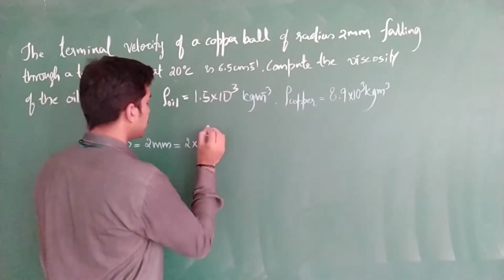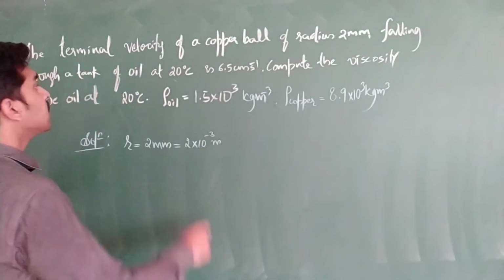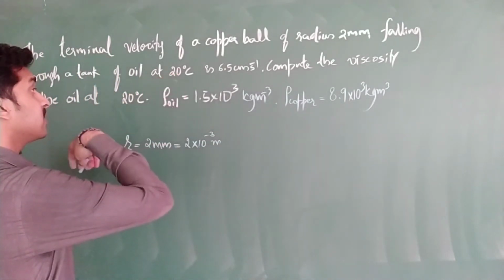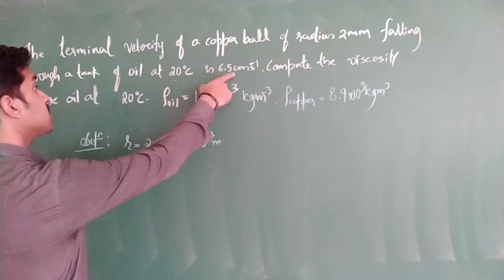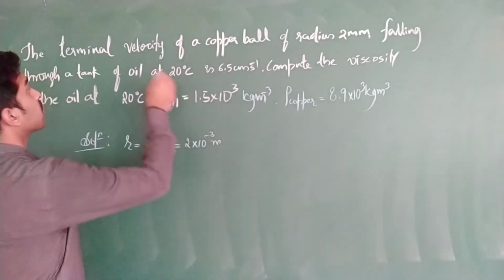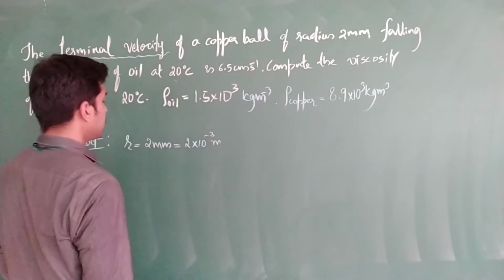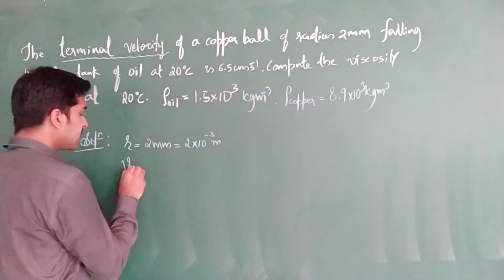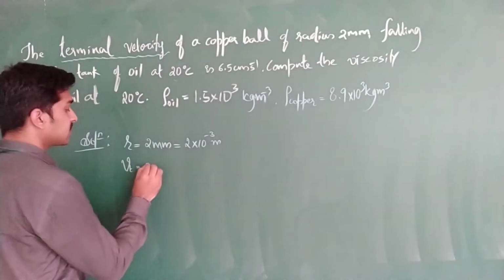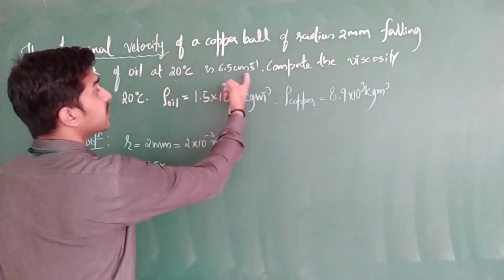10 to the power of minus 3 meter. Next, the temperature is given. Okay, leave it. Next, what is the 6.5 centimeters per second? 6.5 centimeters per second is nothing but the terminal velocity. That means the Vt value is given to you, which is 6.5 centimeter per second.